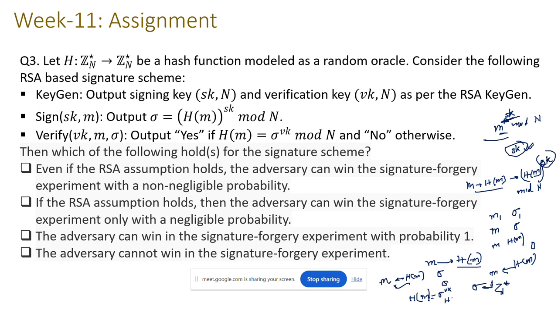because h is a random oracle. So the forward direction, going from m to sigma, is impossible to generate because sk is not known, by the RSA assumption. And to get a signature forgery in the backward direction, you need this h to be modeled as a random oracle. Does that make sense? Yes, ma'am. Okay, so the second option is the correct option, right?